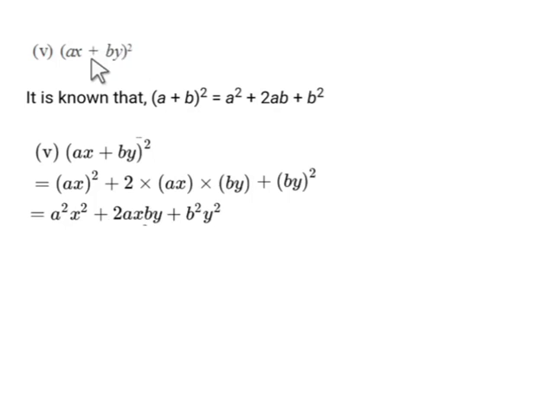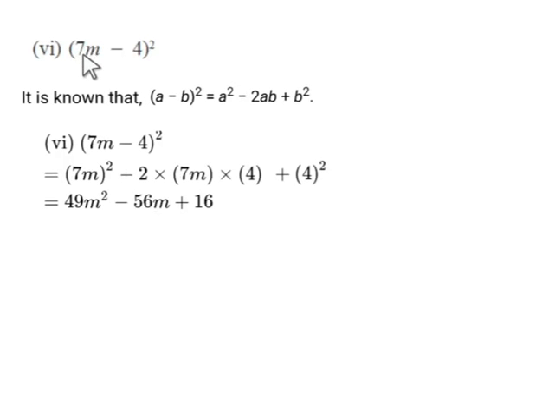Now fifth example, (ax plus by) whole square. Here it is of the form (a plus b) whole square. So we will use the formula (a plus b) whole square equal to a square plus 2ab plus b square. Now here a is ax and b is by. Now first term square is (ax) whole square plus 2 into first term into second term, that is 2 into ax into by, plus second term square, that is (by) whole square. So (ax) whole square is a square x square, plus 2 axby, plus b square y square.